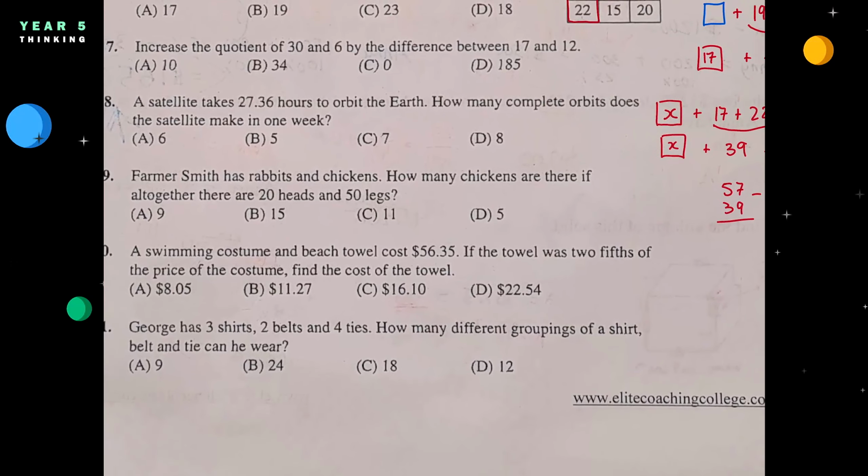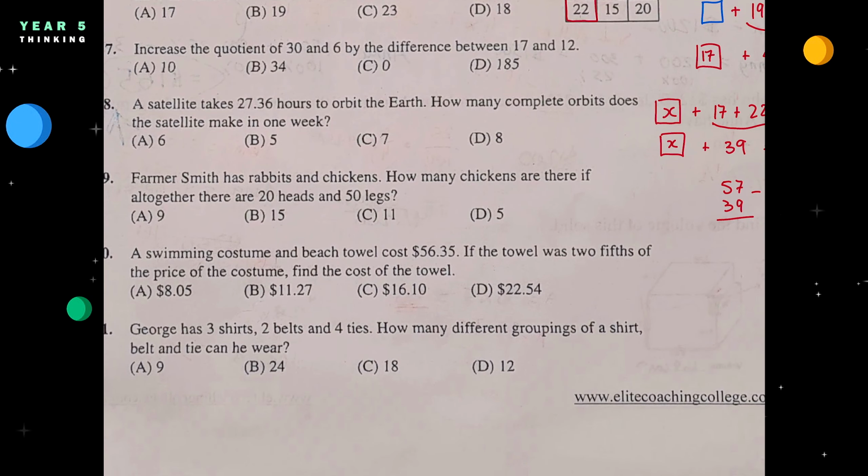Question 7. It says increase the quotient. Quotient means division. Quotient of 30 and 6, so 30 divided by 6. What's 30 divided by 6? That gives me 5, right? 30 divided by 6 is 5. So it says increase that number 5. Increase 5 by the difference. The difference means subtraction between 17 and 12.